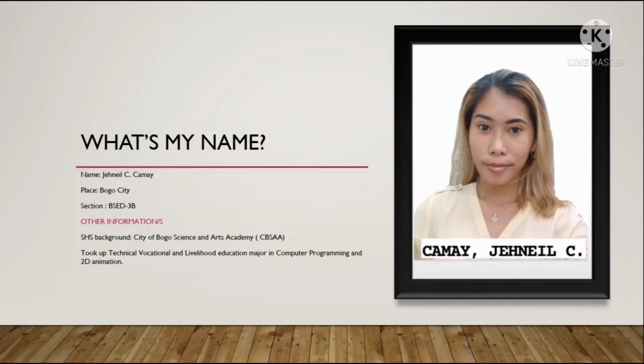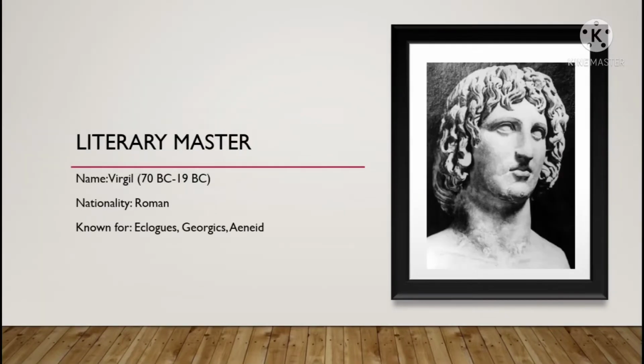How about I tell you some details of these two entities that we are going to talk about. First, we have our chosen literary author, and he is none other than the infamous Virgil of Rome. Virgil is from 70 BC to 19 BC. His nationality is Roman. He is widely known for his three famous works, the Eclogues, Georgics, and Aeneid. Widely known as one of Rome's greatest poets, Virgil had a major influence in Western literature.